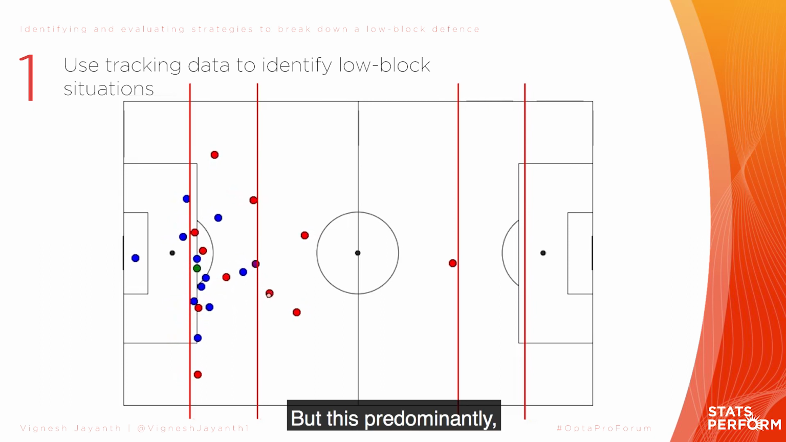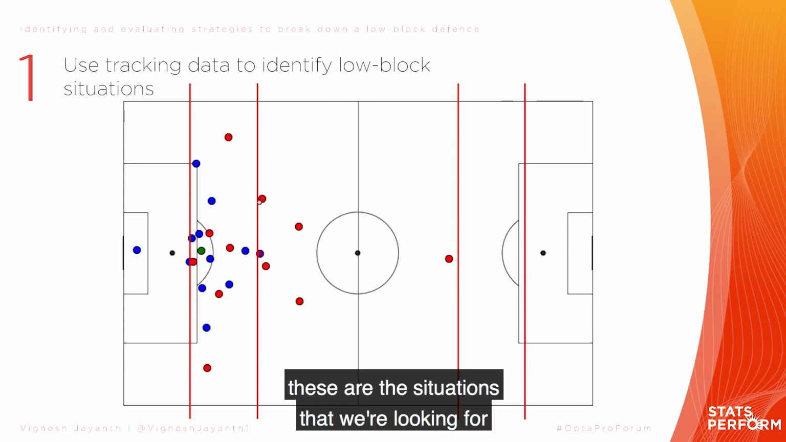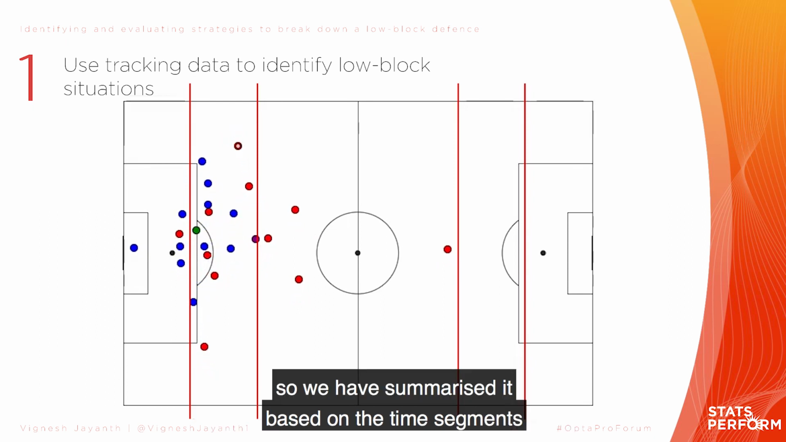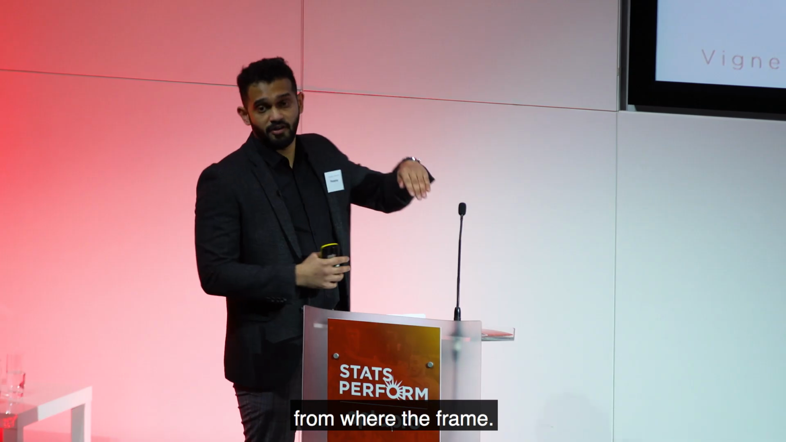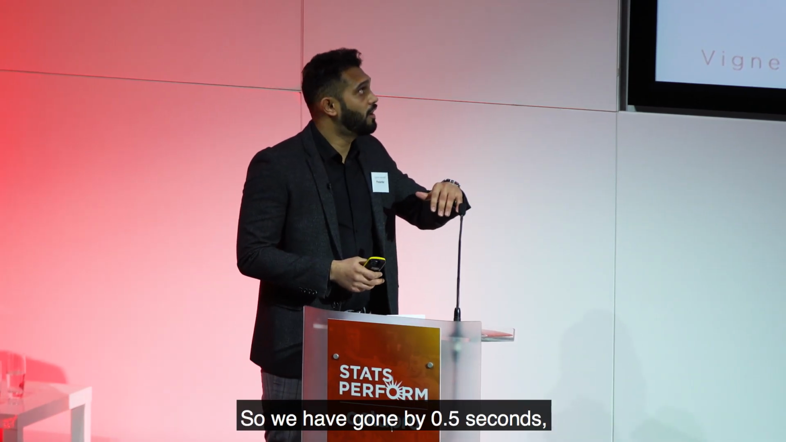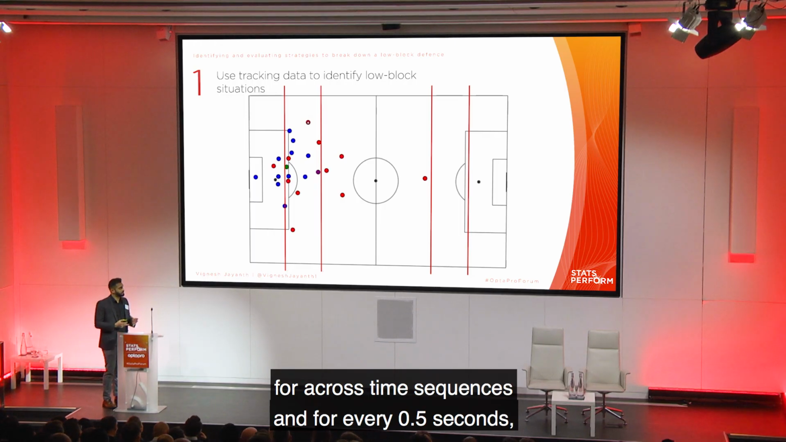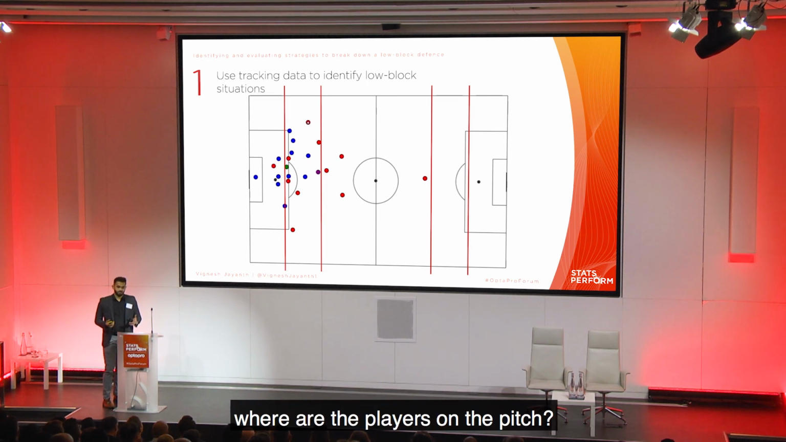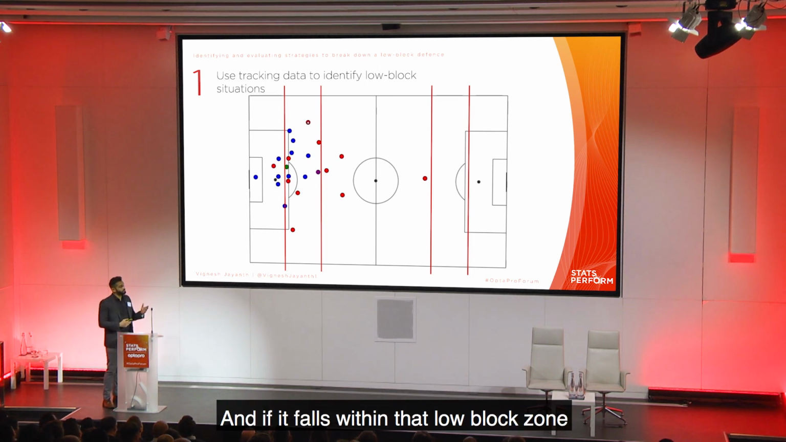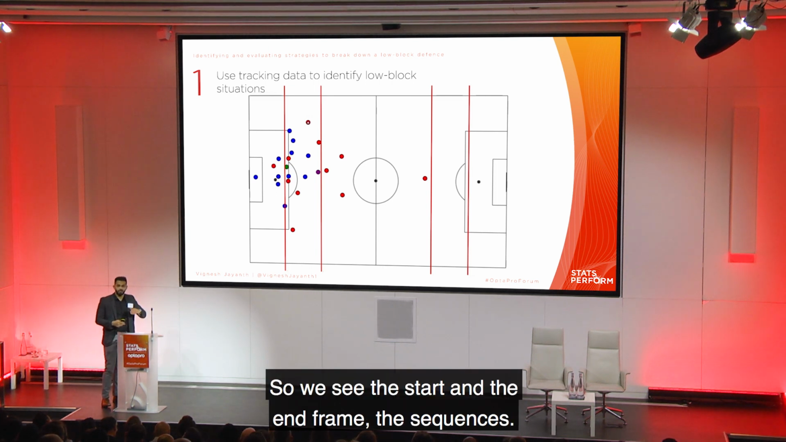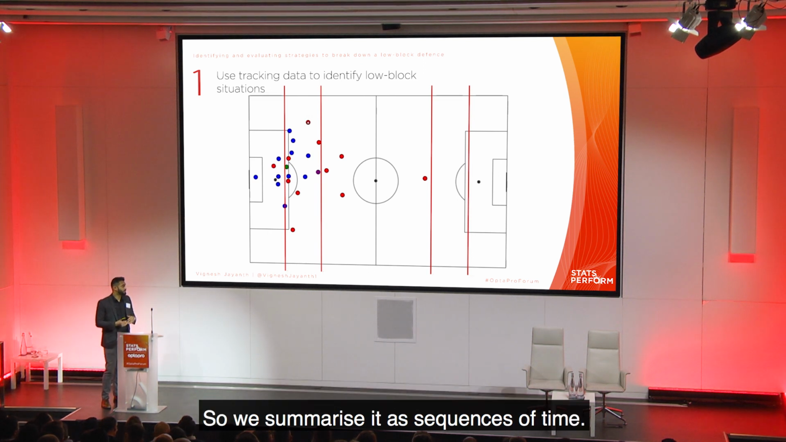These are the situations that we're looking for, and we have based it on time segments. We've gone by 0.5 seconds across time sequences, and for every 0.5 seconds, we look at where the players are on the pitch and where the centroid is. If it falls within that low block zone, then they are in a low block. So we see the start and the end frame, and we summarize it as sequences of time.